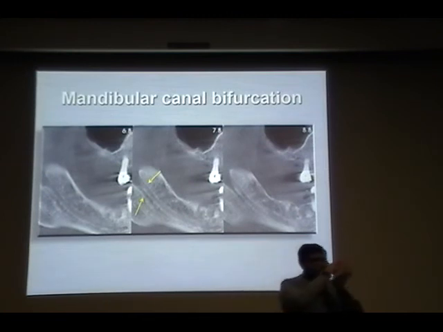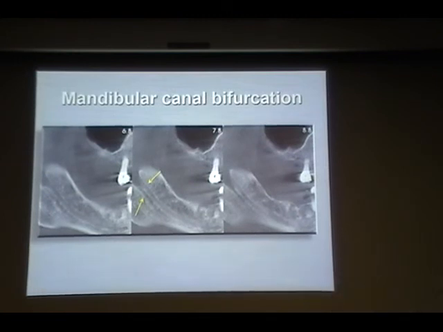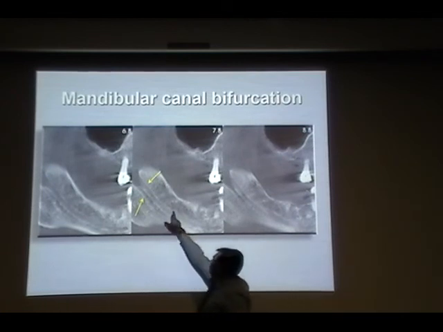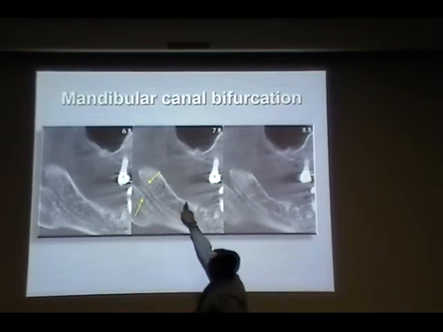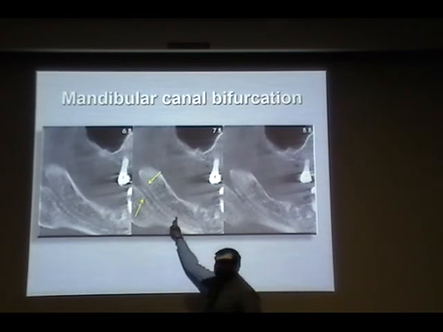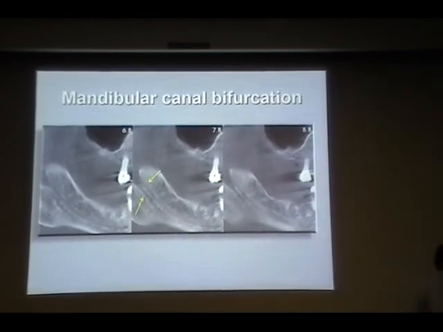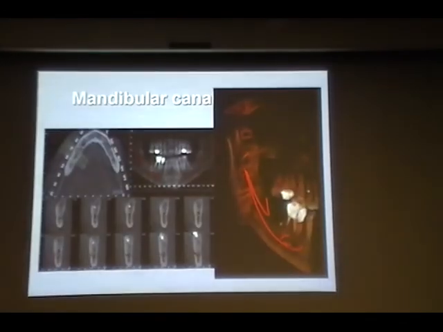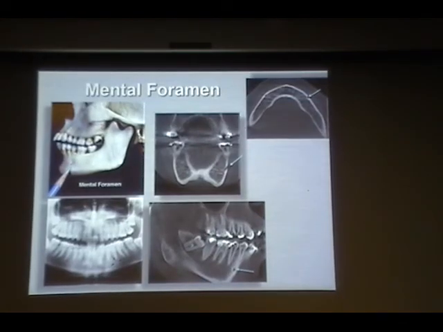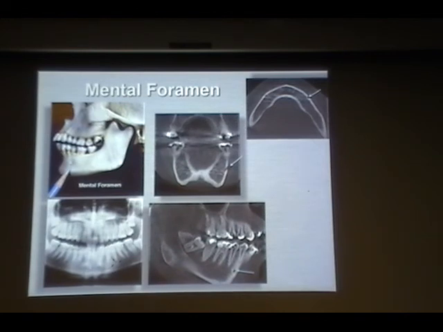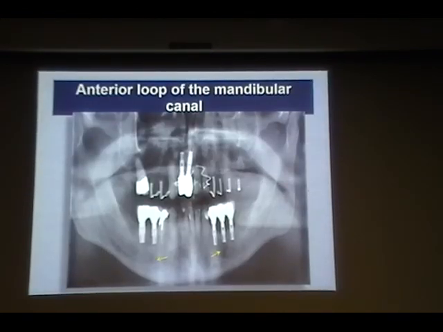There are 2 canals. So why do you care? Because if you think the canal is starting here, and you don't take this into consideration, and you place an implant that goes beyond this, then you are causing paresthesia. The mental foramen, you have to know. Usually they are one. And again, this is an exception.